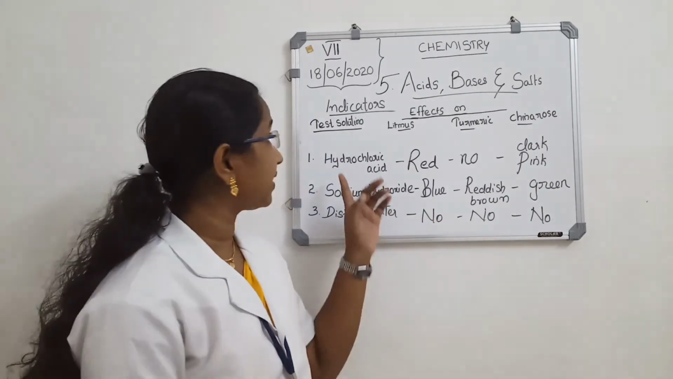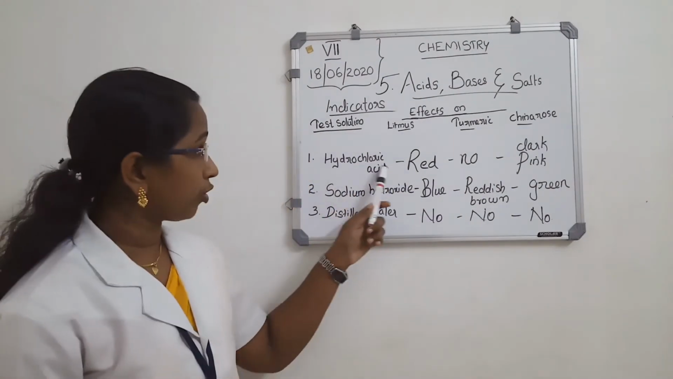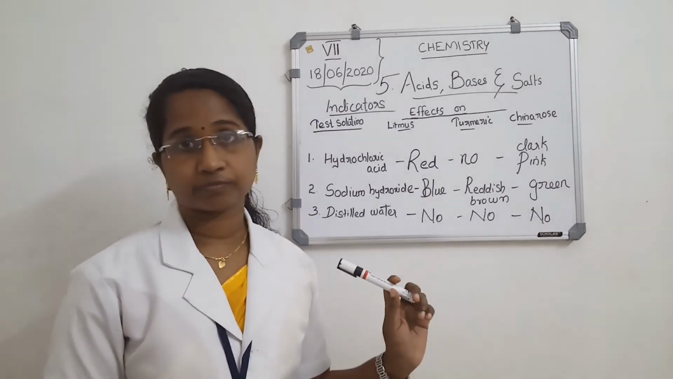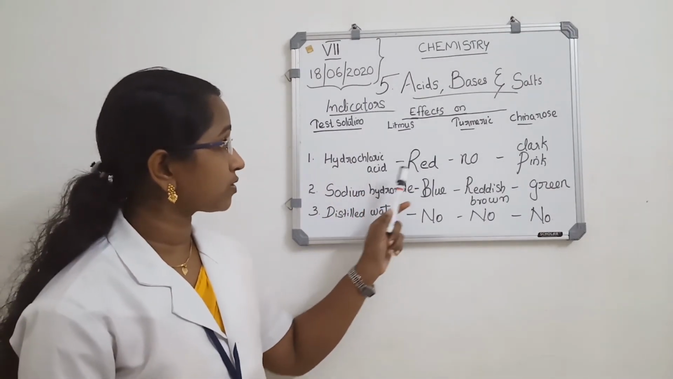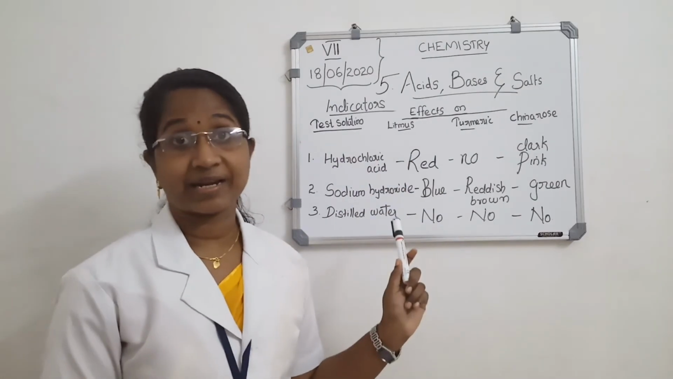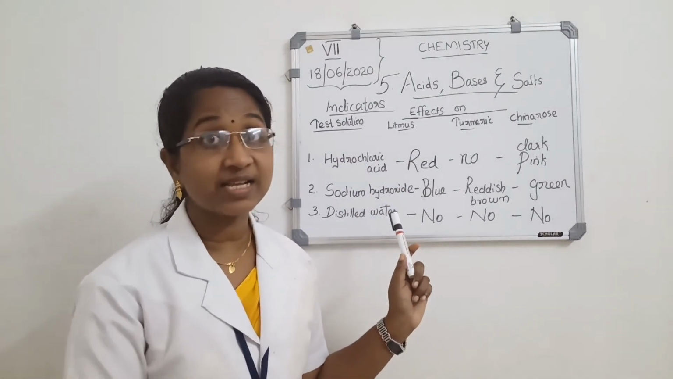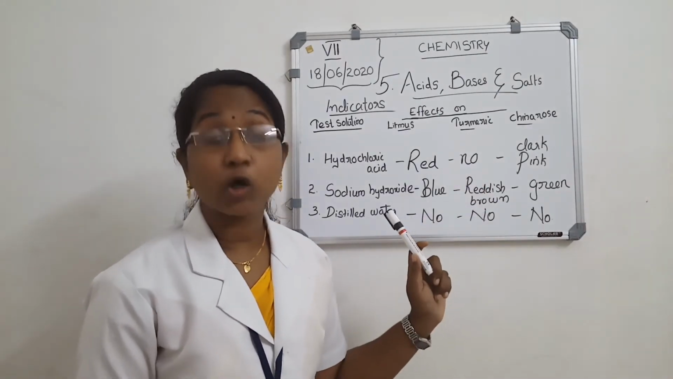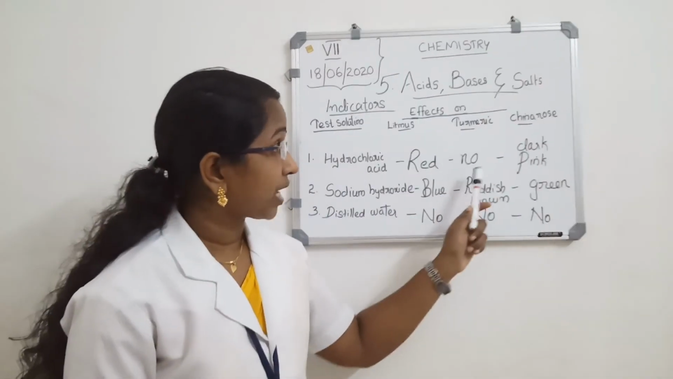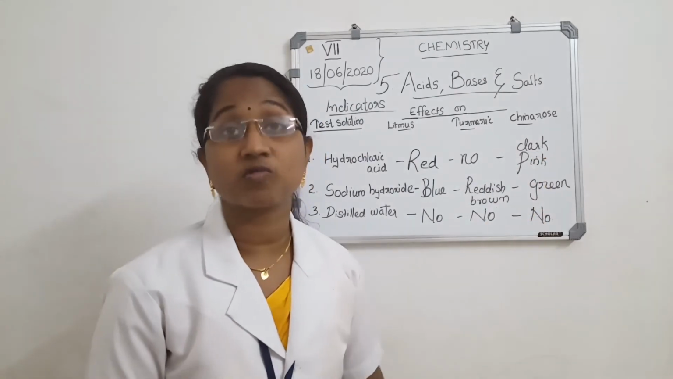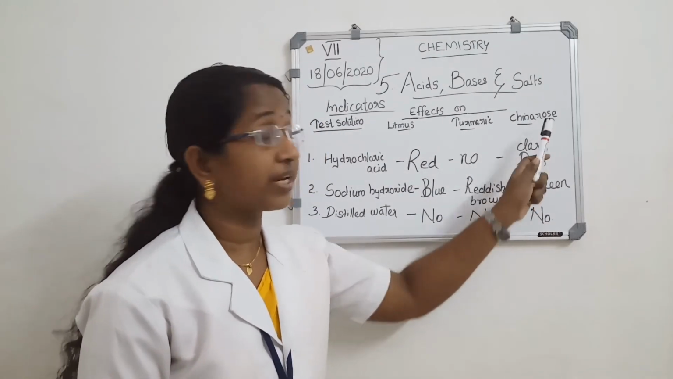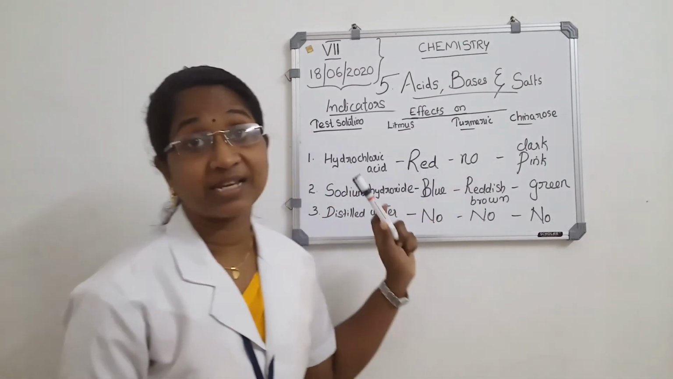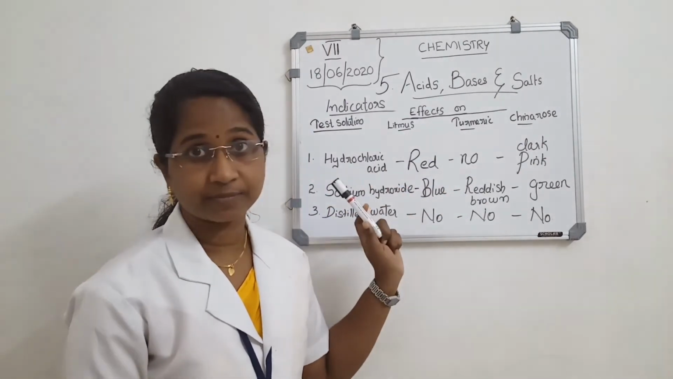Here we have three test solutions: hydrochloric acid, sodium hydroxide, distilled water. Hydrochloric acid shows red color in litmus. That means it is acidic. No changes in turmeric indicator, and dark pink color in China rose indicator. It is an acidic substance. It is an acid, hydrochloric acid.